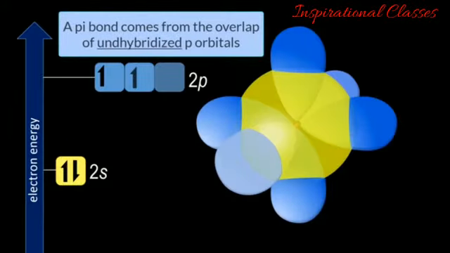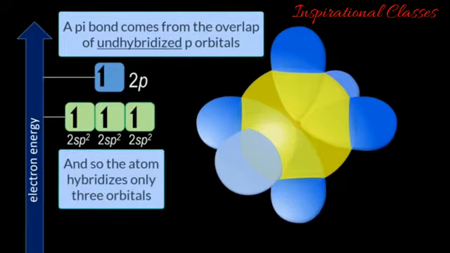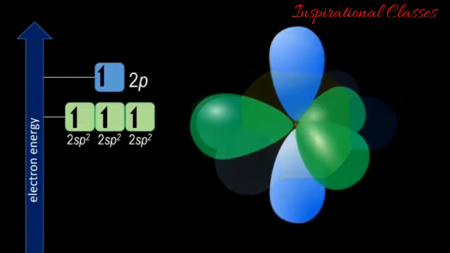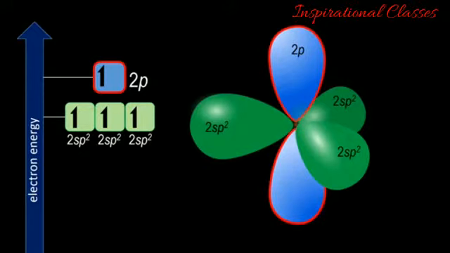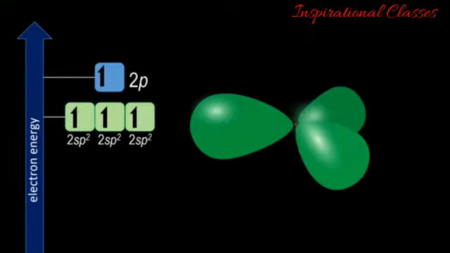A pi bond comes from the overlap of unhybridized p orbitals, and so the atom hybridizes only 3 orbitals, leaving a p orbital unhybridized for the pi bond. The hybrid orbital is called 2sp2, the superscript 2 denoting that only 2 p orbitals have contributed to the hybridization. The 2sp2 hybrid orbitals exist in a plane perpendicular to the unhybridized 2p orbital. Let's remove the 2p orbital for now to more easily see that.